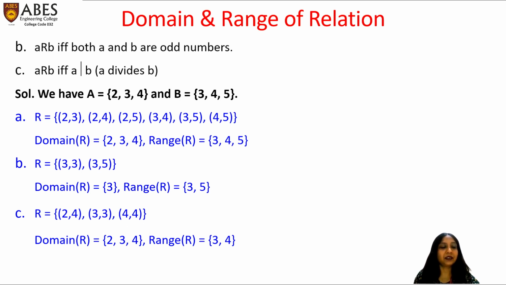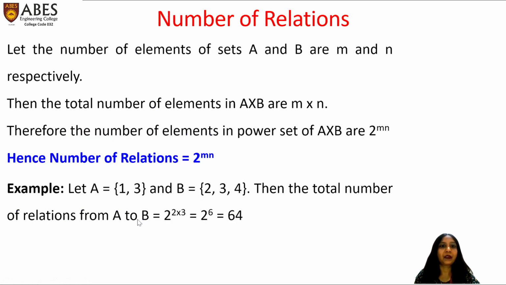And in part C, we are defining the relation like a is related to b if and only if a divides b. In this, the following ordered pairs will come: (2, 4), (3, 3) and (4, 4). And we can find the domain as 2, 3 and 4, and the range as 4, 3 and 4, where 4 is coming again, so we will not consider it.